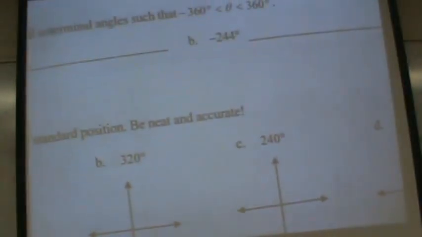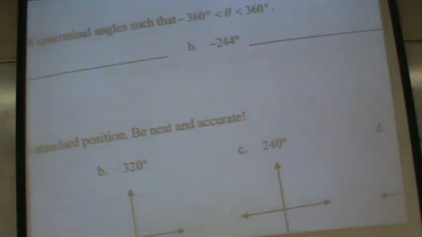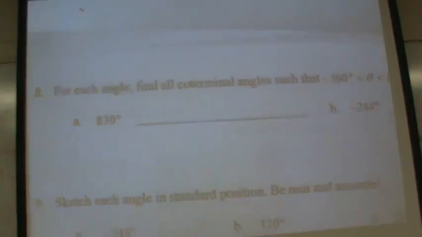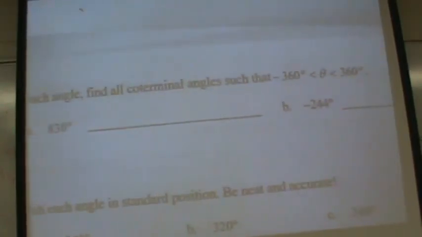Next. Okay, next. Now we're going into section 13.2. I'm gonna give you an angle, maybe a very large, very small angle. You have to find all coterminal angles that are between 360 and negative 360. This is all you have to do.